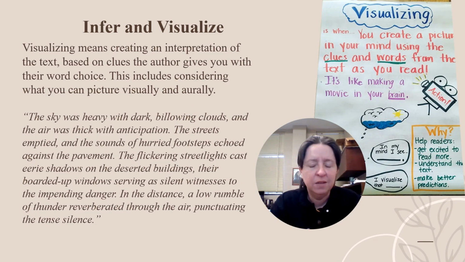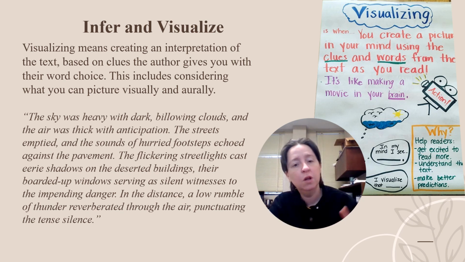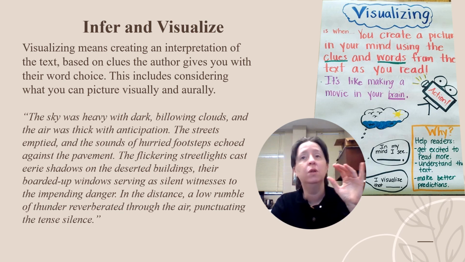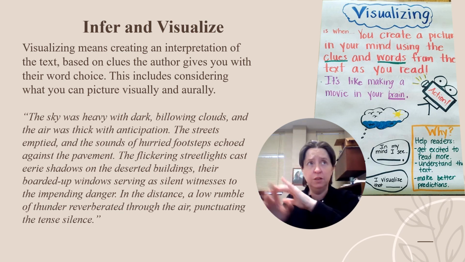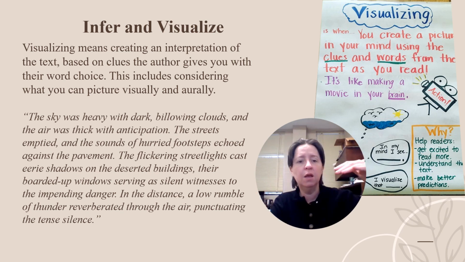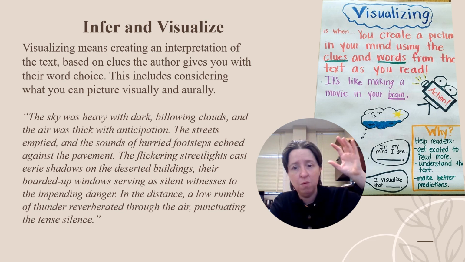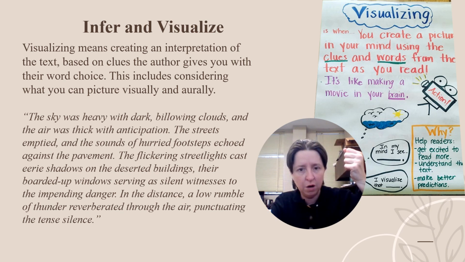Here, let's just practice what it looks like when you think aloud about a strategy. So here we're asking students to infer and visualize what's going on in this passage. As we read it, we see the sky was heavy with dark billowing clouds, and we start to build a picture. I'm imagining the clouds that I have seen before. When they say dark, there's a specific color that comes into my head. It won't be the same for everyone, and that's okay. But I picture a dark cloud.